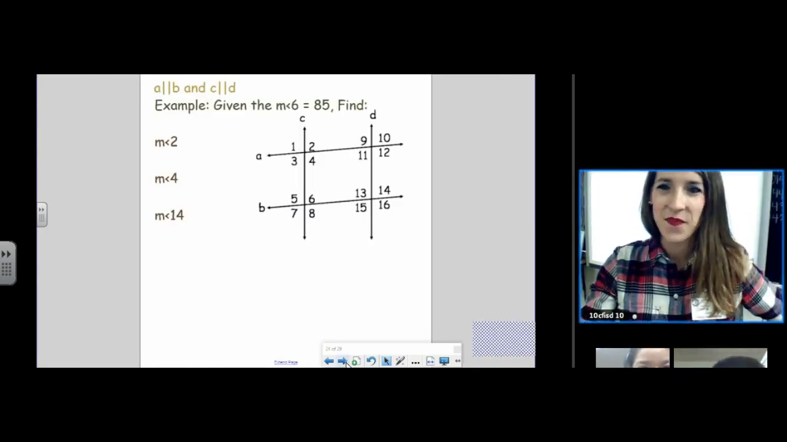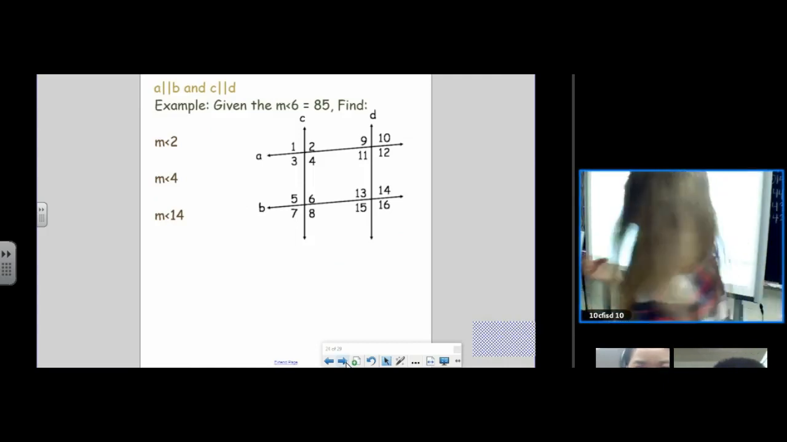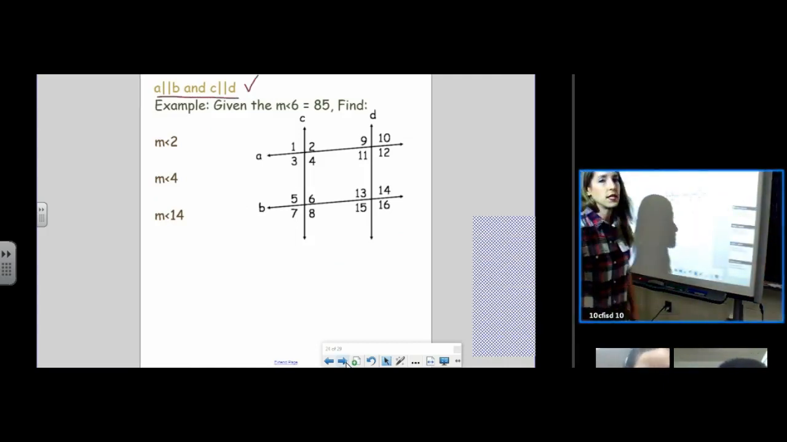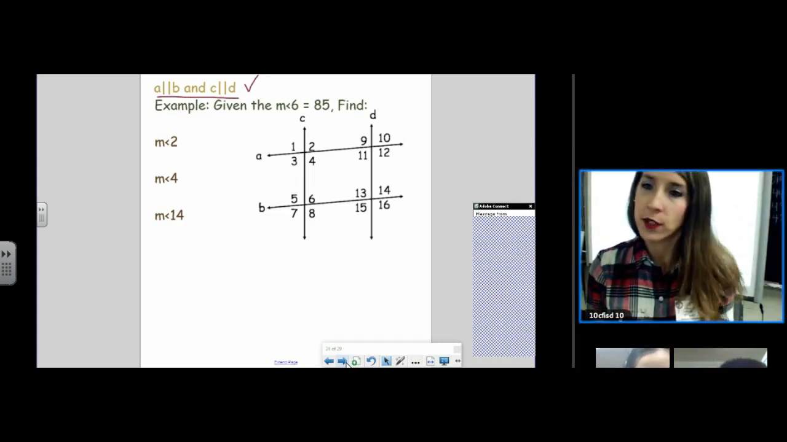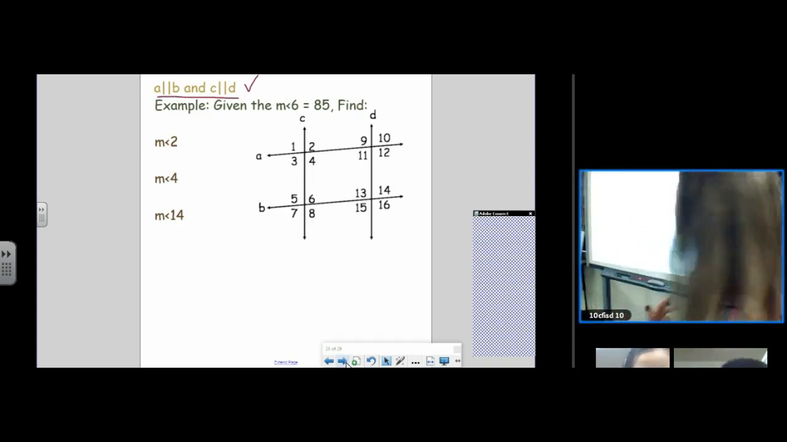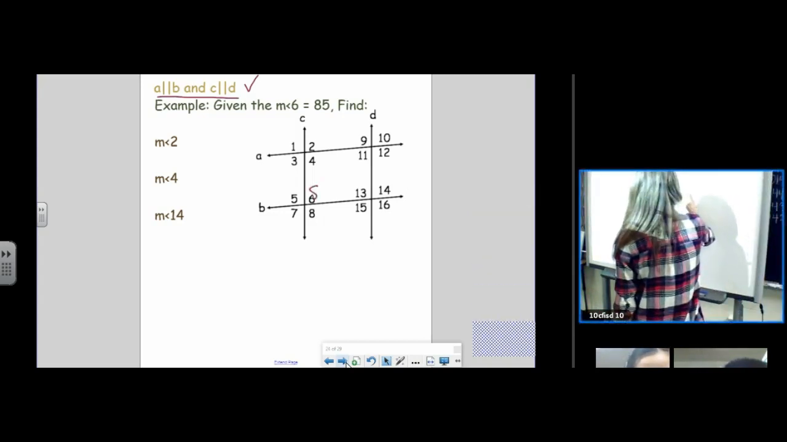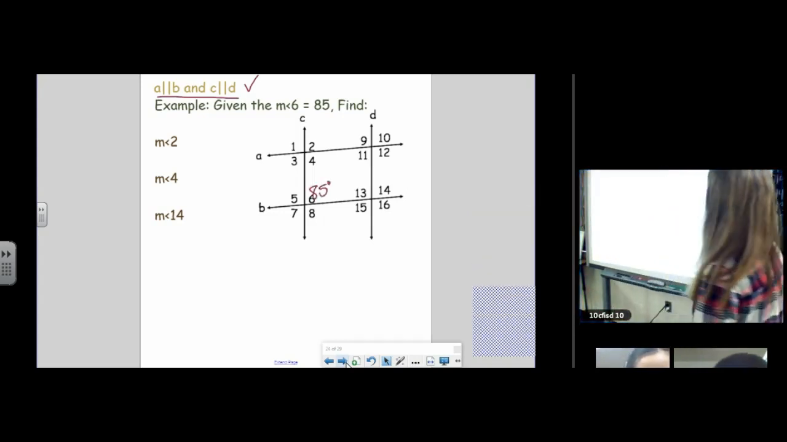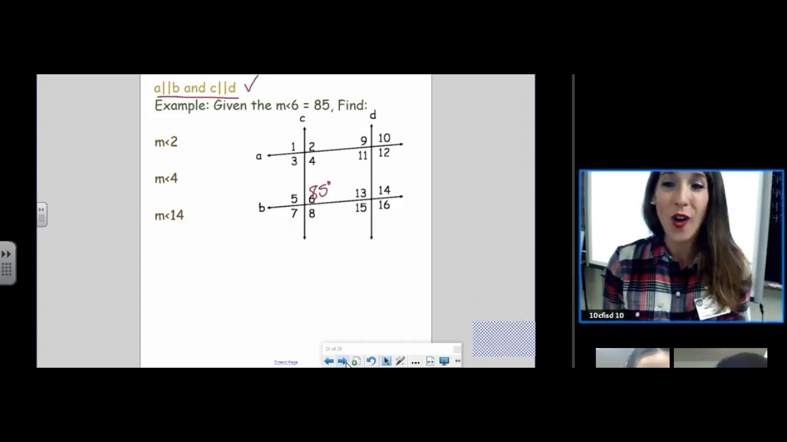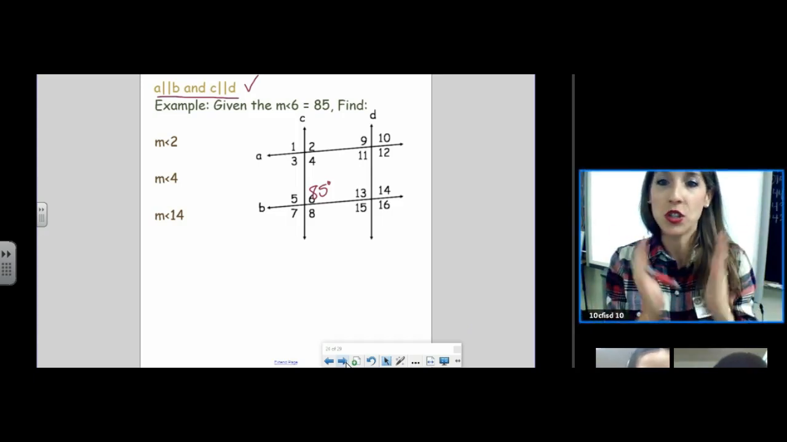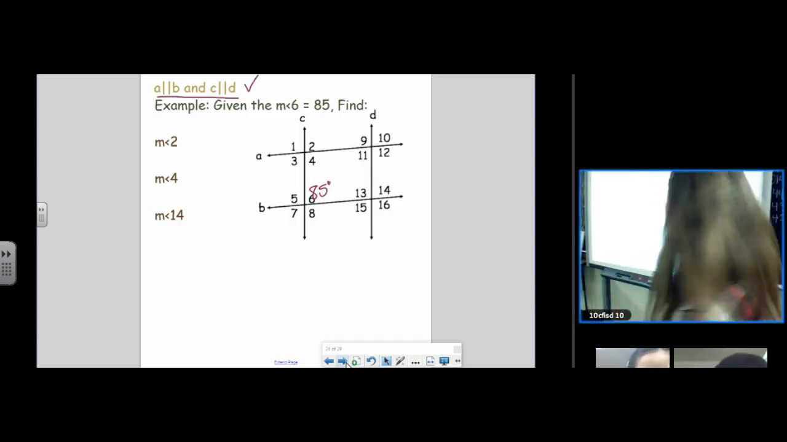Good, Franklin. This one, the directions say A is parallel to B and C is parallel to D. That was important. Had those instructions not been there, we couldn't solve this. The measure of angle 6 is 85 degrees. Find the measure of pretty much all the other angles. Let me show you what you can do if you have 16 angles and your lines are parallel. Let me show you a trick you can do.